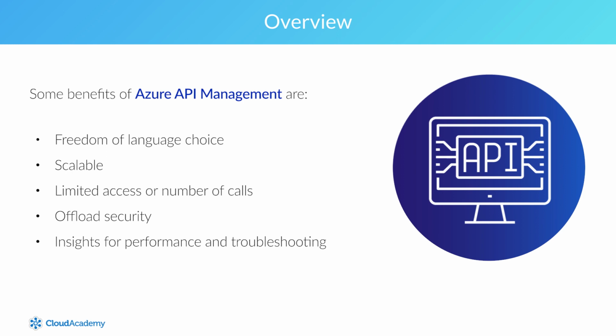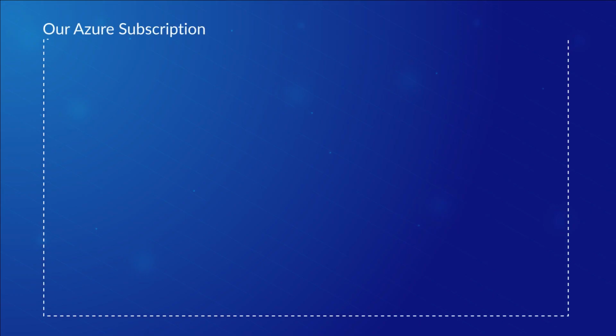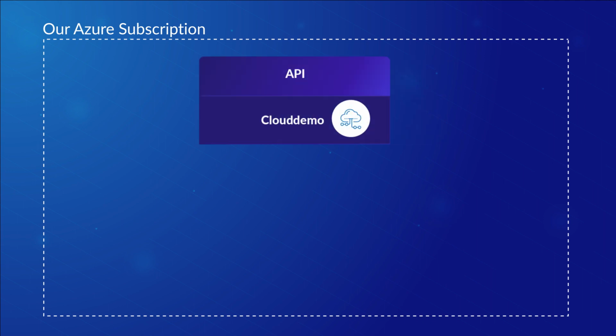Now that we have an idea of what the Azure API Management is and can do, and before we proceed with configuring this service, let's discuss the scenario of what we're going to try and achieve over the length of this course. There are a lot of components that make up the configuration of the service. Here we're going to explain what we are going to work through. We have already started the creation of the Cloud Demo API in our subscription.